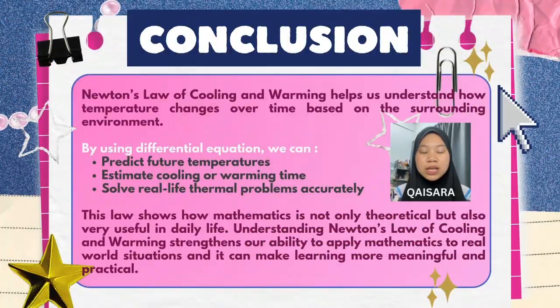Newton's law of cooling and warming helps us understand how temperature changes over time based on the surrounding environment. By using differential equations, we can predict future temperatures, estimate cooling or warming time, and solve real-life thermal problems accurately. This law shows how mathematics is not only theoretical but also very useful in daily life. Understanding Newton's law of cooling and warming strengthens our ability to apply mathematics to real-world situations, and it can make learning more meaningful and practical.